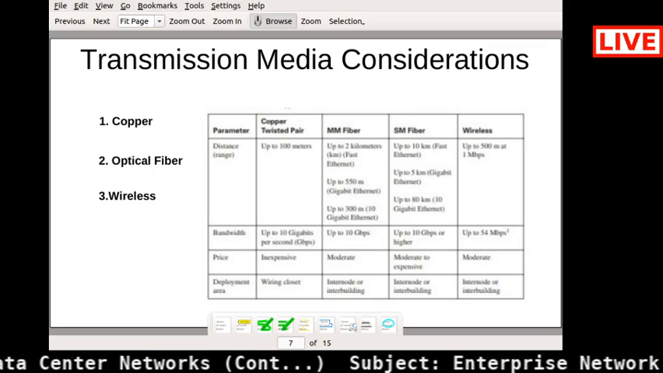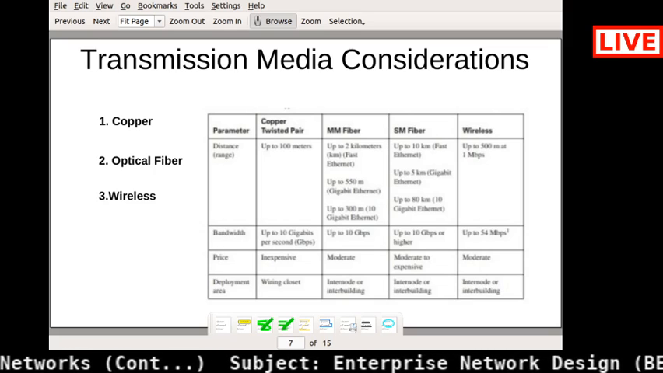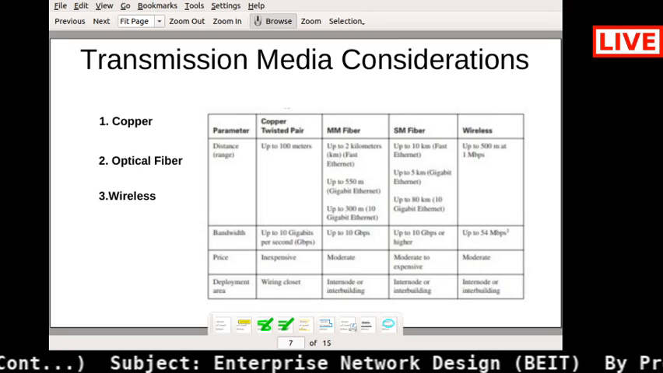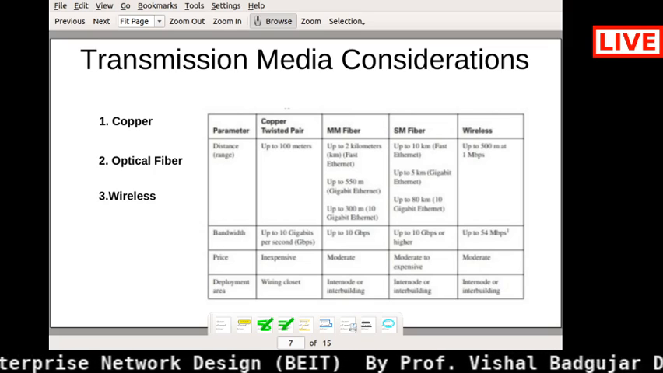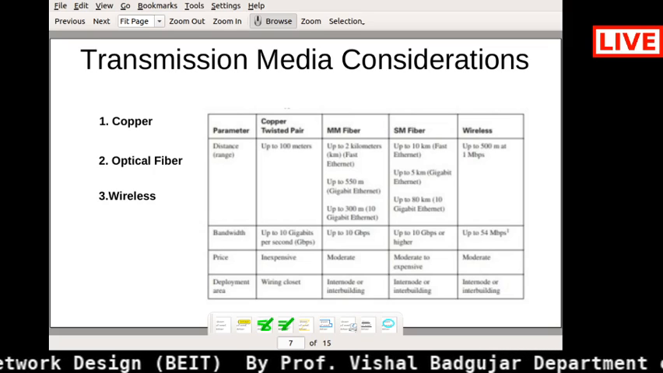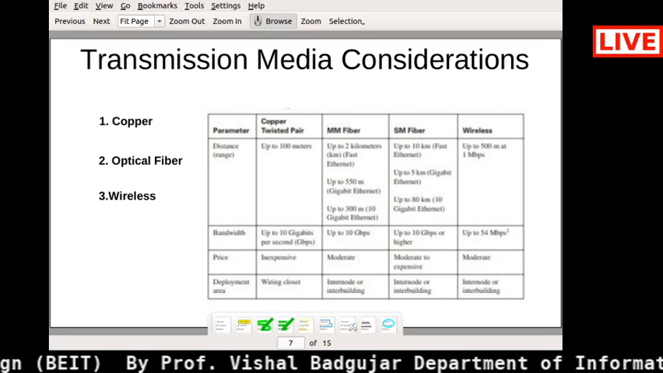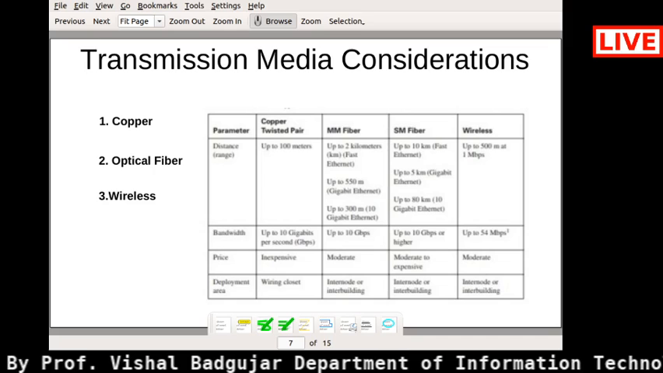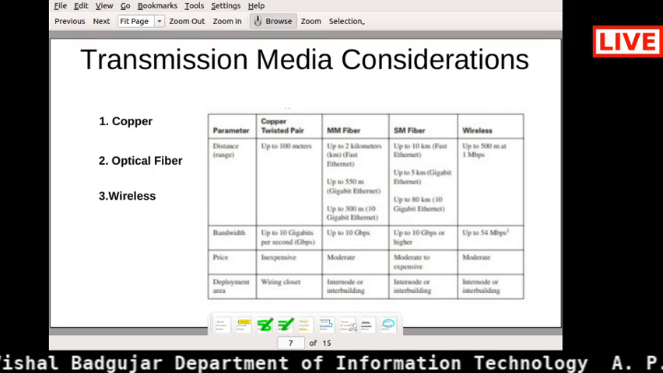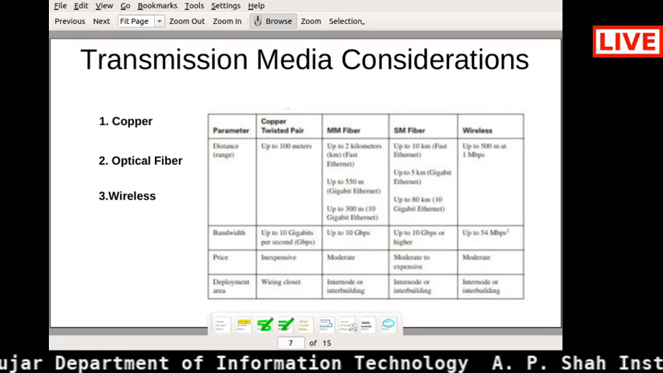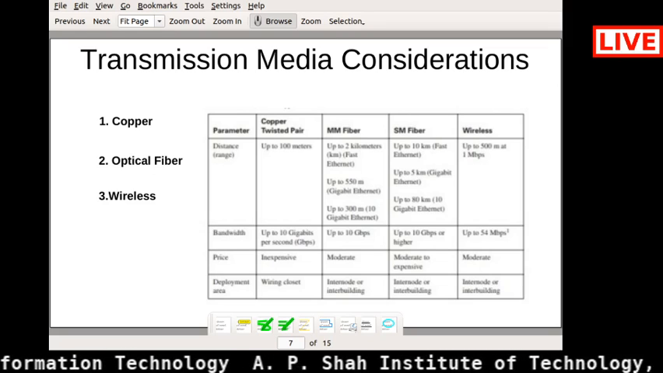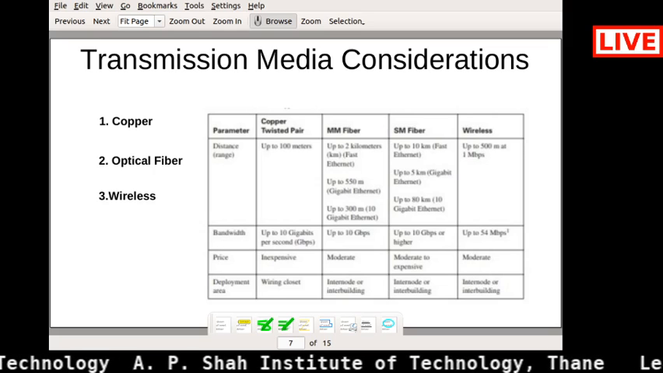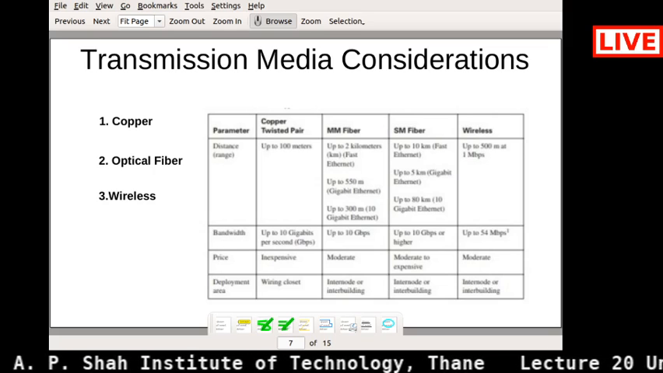For example, the copper cable, which we can also call twisted pair cables. Then there is the optical fiber cable, which we can call the fiber cable. And the next one is wireless, in terms of satellite and microwave. All these are wireless media also.